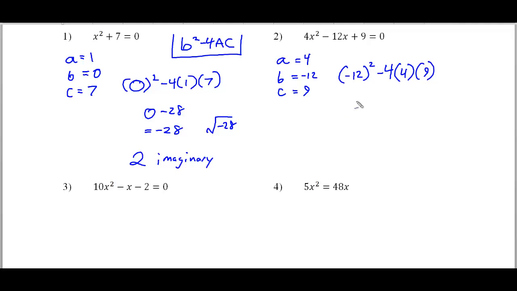If I compute all this out, I get 144 minus 144, which gives me 0. And the square root of 0 is 0. That means we're going to have plus or minus 0. This way we're going to have one rational solution to this problem.